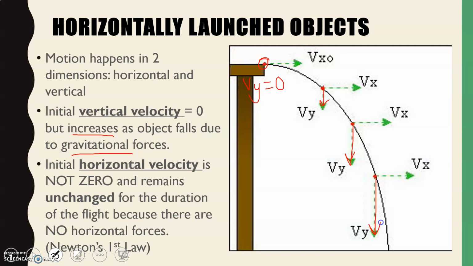Now let's look at our horizontal velocity. So our initial horizontal velocity is not 0. So when you look at our start position here, we do have that horizontal vector. There is a horizontal vector and it remains unchanged for the duration of the flight because there are no horizontal forces. So again, there is no gravity that pulls us left or right. Gravity only pulls us downward. So nothing affects that horizontal velocity. It remains the same. 10, 10, 10, 10.